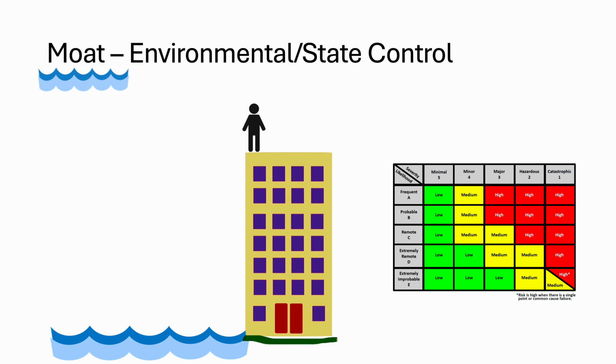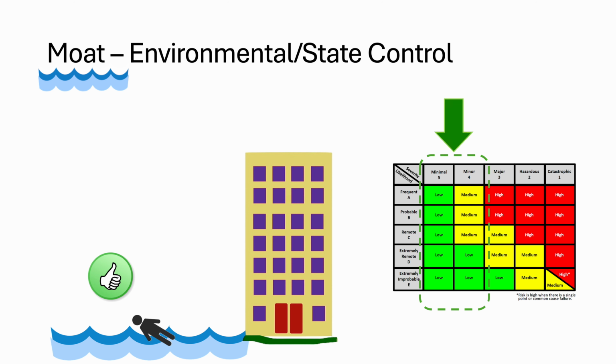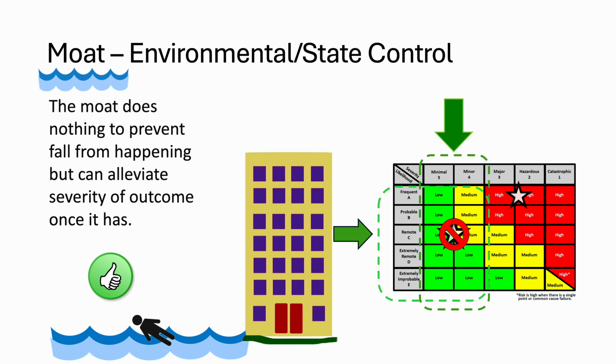When we analyze hazards within a safety matrix, this environmental control affects the severity column. It reduces the consequences of an event by altering conditions to lessen the impact. For example, in the case of falls, a moat-like control could be soft landing surfaces or energy-absorbing materials. These won't prevent the fall, but reduce injuries, shifting the risk from catastrophic to, say, major or minor. In the safety matrix, using a moat-style control might lower the overall safety risk by reducing the severity score. For example, shifting a risk from high to medium or even low, depending on its application and effectiveness.